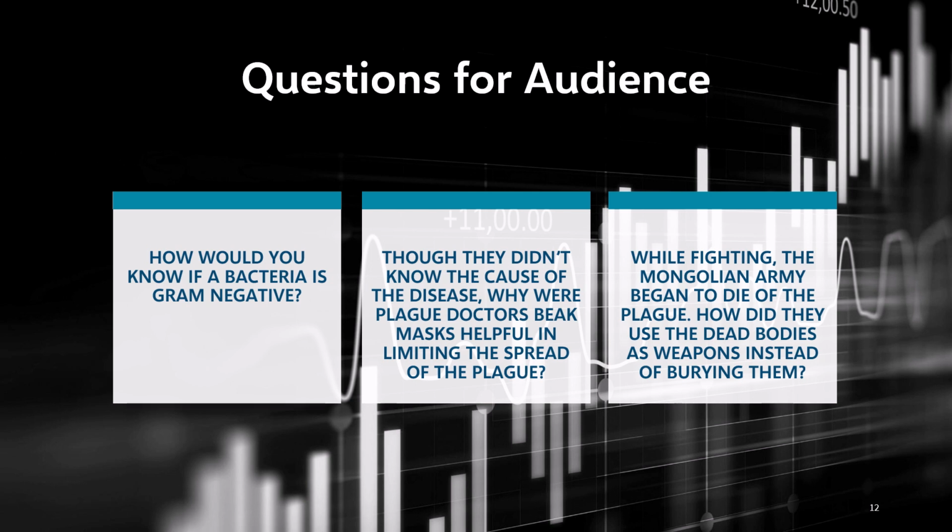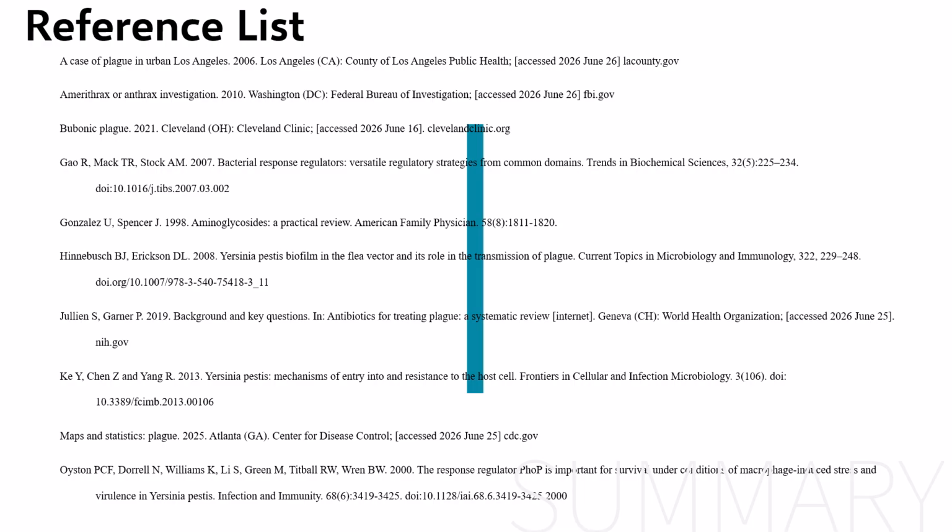Questions for the audience. How would you know if bacteria is gram negative? Another is, though they didn't know the cause of the disease, why were plague doctors' beak masks helpful in limiting the spread of the plague? And finally, while fighting, the Mongolian army began to die of the plague. How did they use the dead bodies as weapons instead of burying them?